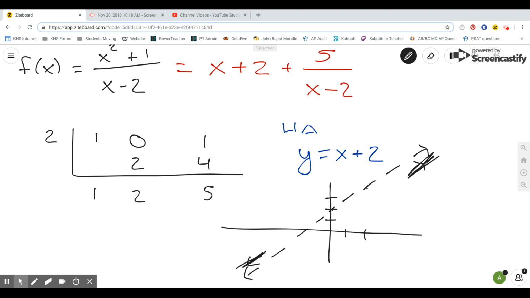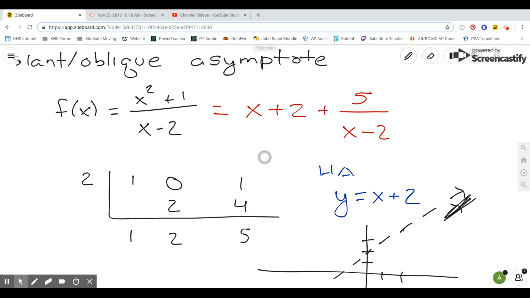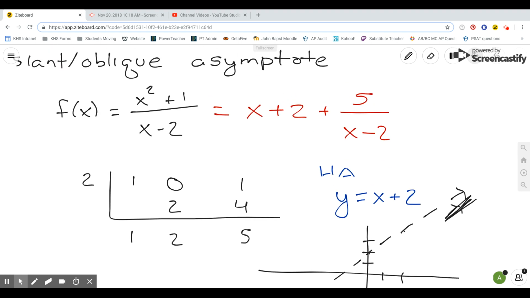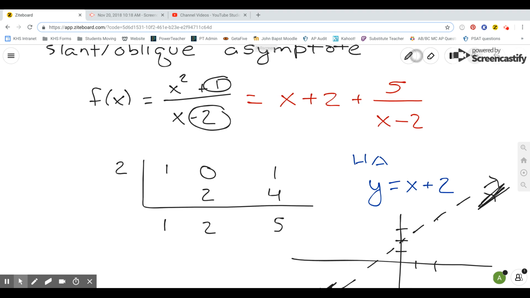And notice that if you hadn't done synthetic division, think about x getting really, really large. The 1 right here isn't going to have any effect when you're plugging in really, really large numbers of x. Also, this minus 2 is going to have no effect. So you can think of this function, f of x, as approximately x squared over x, which is just equal to x.